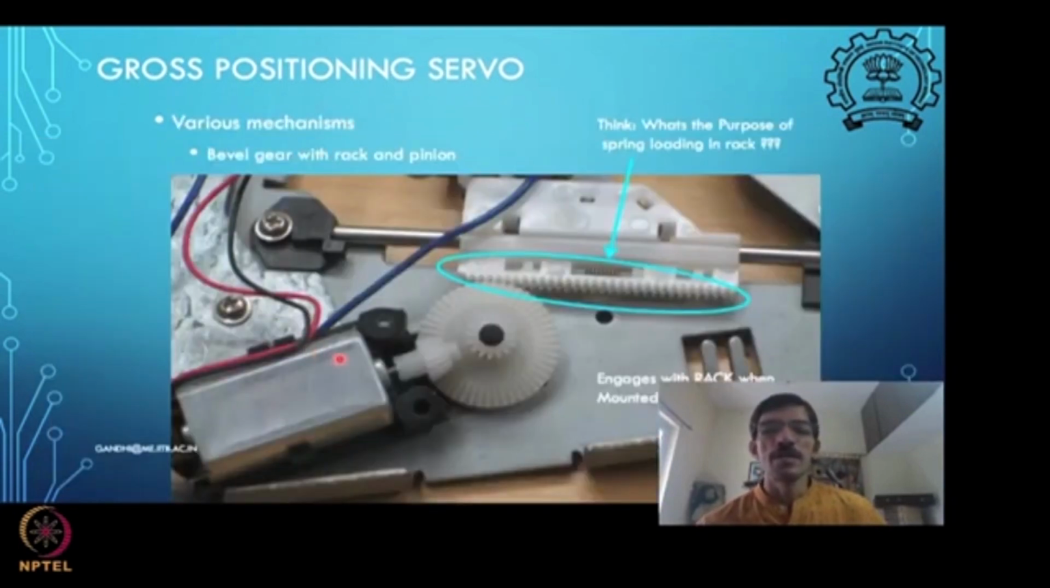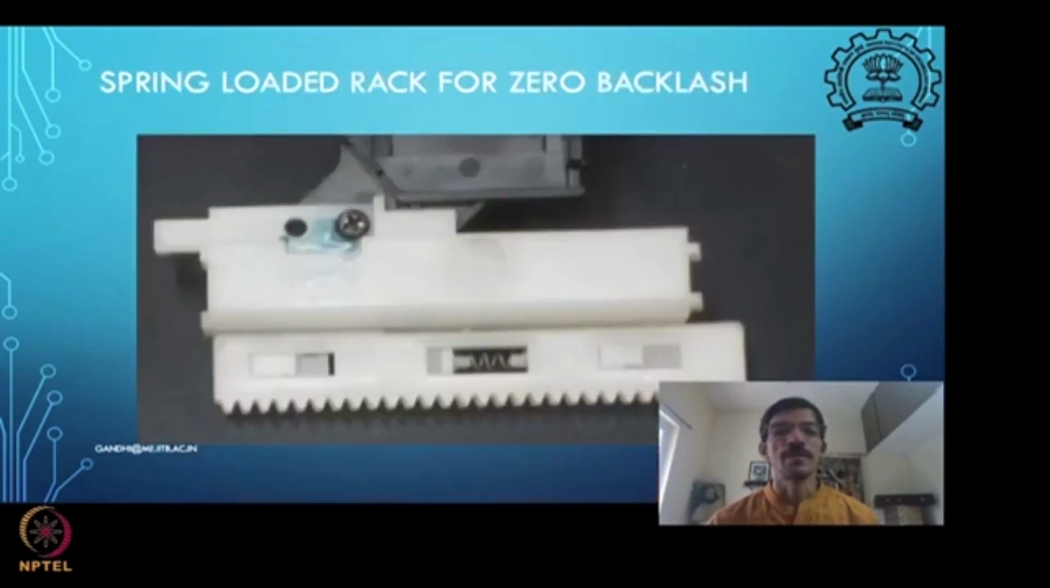And you see here in detail now, the same thing I'm saying: this is a spring here, and then these two racks are one on top of the other. A lot of things to think about, huh? So how do you get this spring loaded rack done? What is the purpose here that you think about?